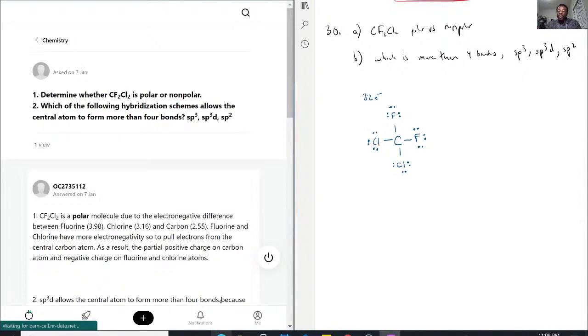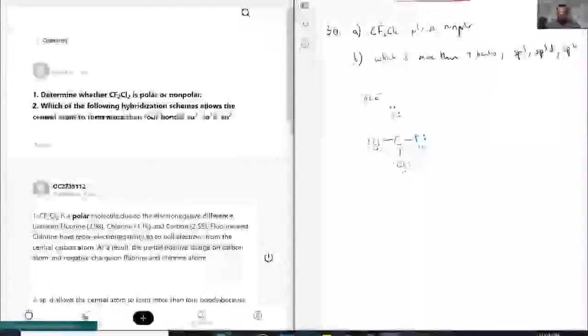Do we have 32 electrons here? Let's see. We have 3 times 4 lone pairs, and we have 4 bonds. So that's 12 plus 4, that's 16 total bond slash lone pairs. So that is indeed 32 electrons. Do they follow the octet rule? That I can also say for sure is true.